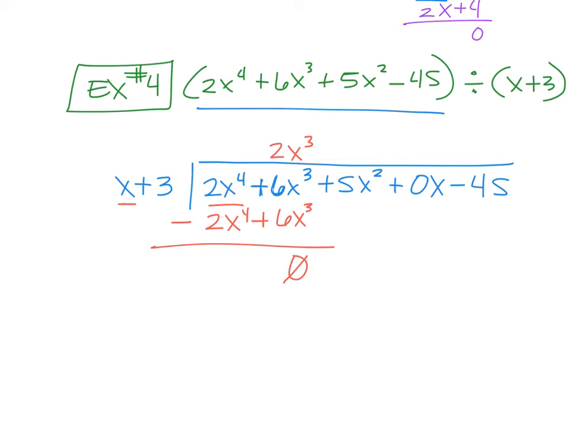Because you're not dividing by a binomial. Okay, so we're going to pull both of these down. 5x squared plus 0x. What do you multiply x by to get 5x squared? 5x. Okay? So we're going to multiply by 5x. We get a 5x squared plus 15x.